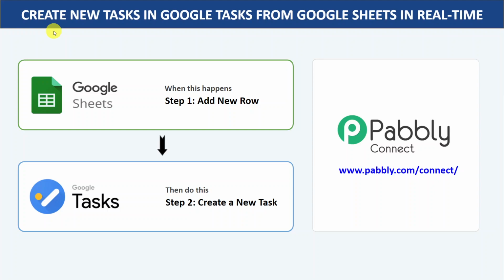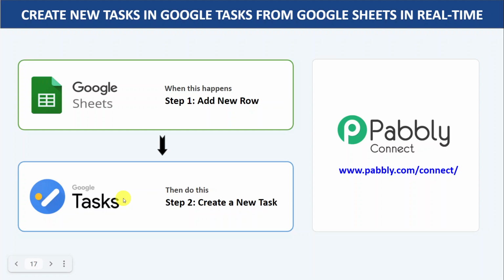Hello everyone. In today's video, we are going to learn how to create new tasks in Google Tasks from Google Sheets in real time. As we know, Google Sheets is a spreadsheet program where we can create and share spreadsheets, while Google Task is a task management software. So, in this use case, I want that whenever a new row is added in my Google Sheets, it should automatically get updated on Google Task.